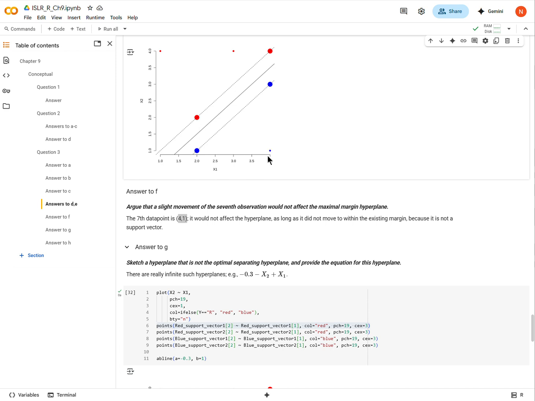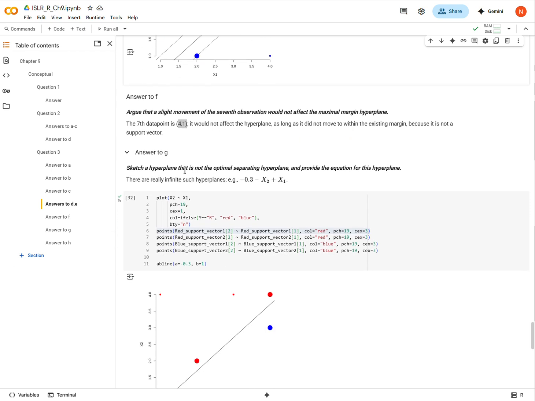And so we can move one of these non-support vectors, and as long as it doesn't surpass the margin that has already been established, it is not going to affect what we have already found. So that's the argument.